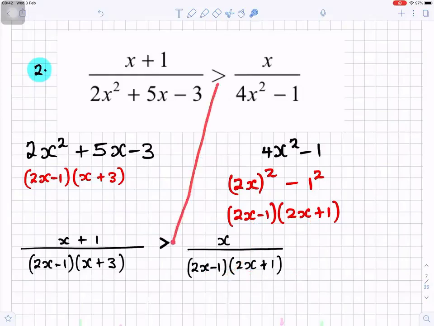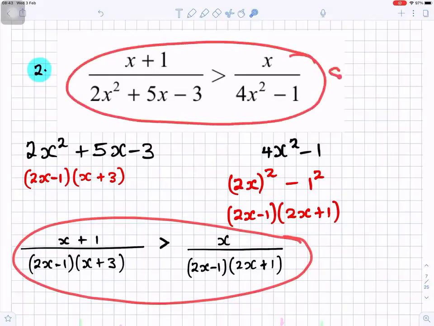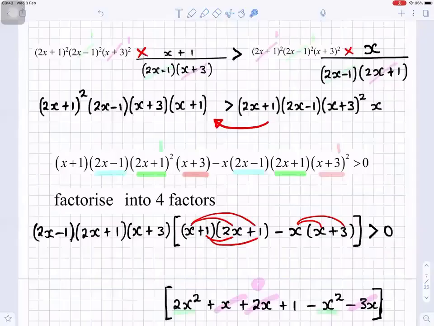And the greater than sign stays the same. So we have now changed it to look like this. So this is where we start. And we've now changed it to look like this so that we can easily factorize. Now, what we want to do is to multiply both sides by (2x plus 1) squared, (2x minus 1) squared, (x plus 3) all squared.